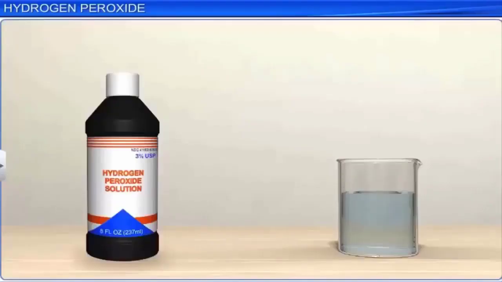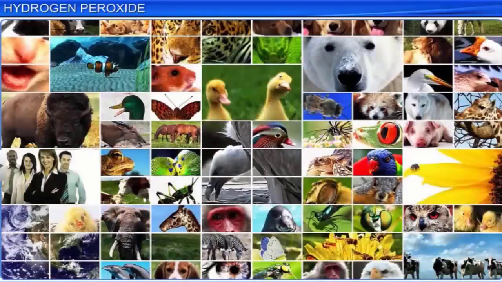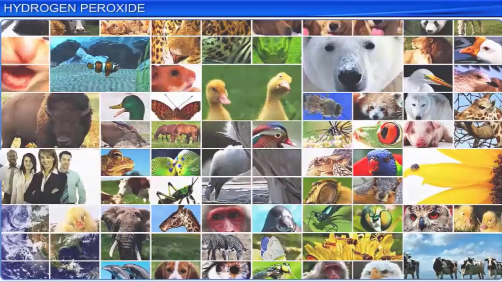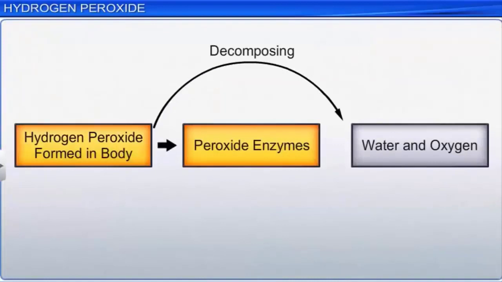Hydrogen peroxide is a very pale blue liquid and appears colorless in a dilute solution. It is naturally produced in organisms as a byproduct of oxygen metabolism. It is a strong oxidizing agent. In fact, it is such a highly reactive oxygen species that all living aerobes form peroxidase enzymes to decompose the hydrogen peroxide formed within the body into water and oxygen harmlessly and catalytically.